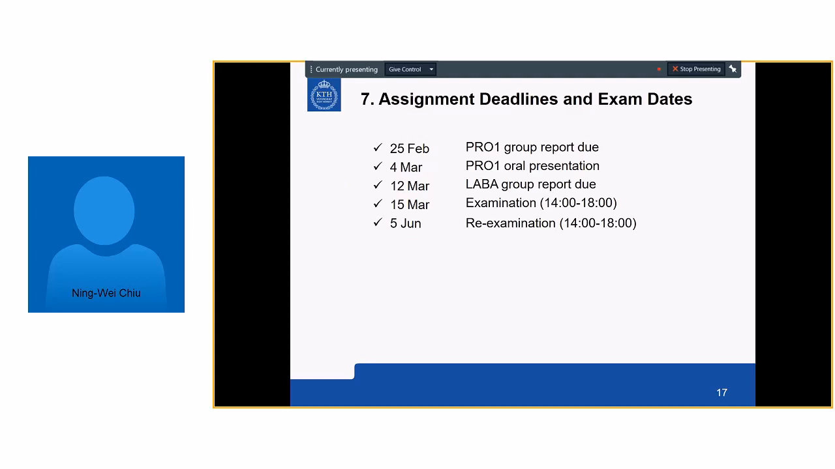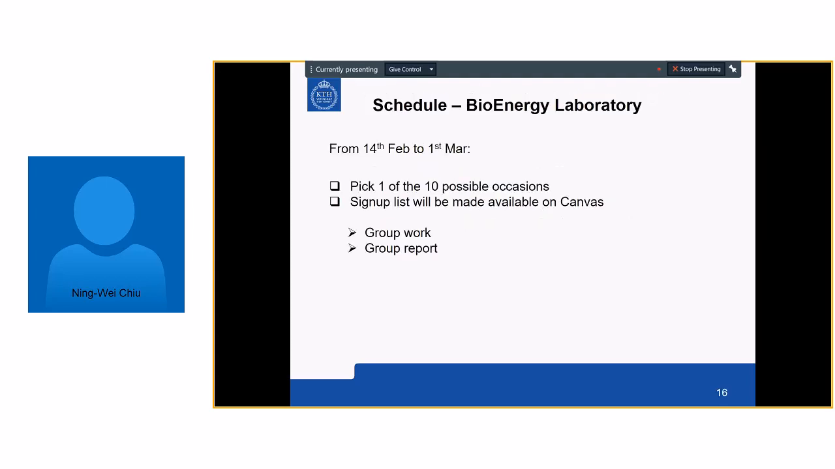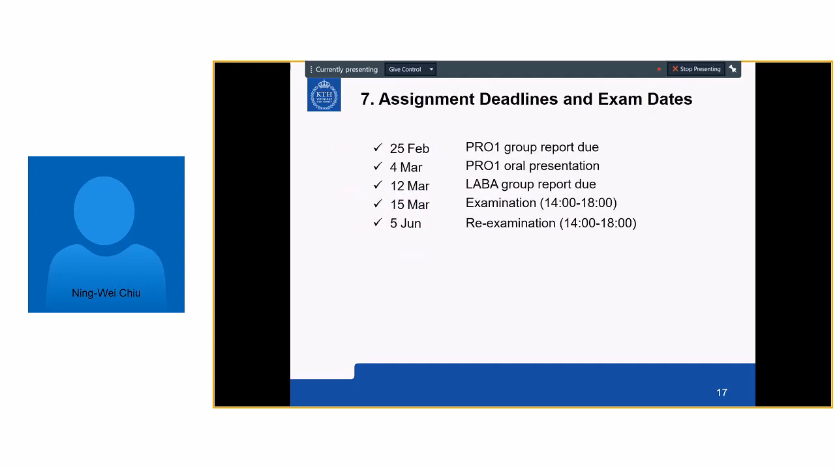And then on the 15th of March, we will have the exam. It will be from 2 to 6 in the afternoon. And if by misfortune you cannot attend that exam, maybe you have a conflict in the schedule, or maybe you get sick, or maybe you haven't studied and you fail the exam, then you can come back on the 5th of June. That's the re-exam, also in the afternoon, 2 to 6. But I highly recommend that you attend the first exam.